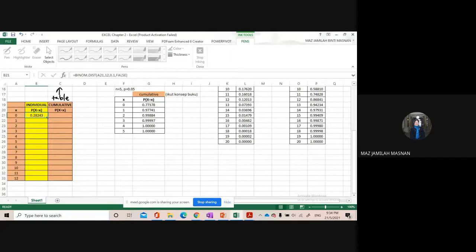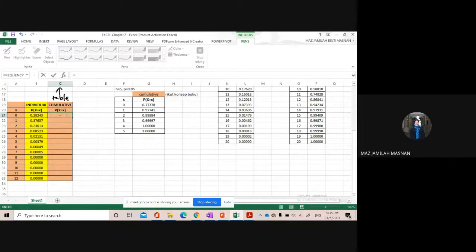Okay. Now drag the value downward. Then you see that from x equal to 0 up to x equal to 8, the probability value approaches 0, until the 12th trial, where the probability is equal to 0. What happens if we use the cumulative binomial probability distribution?